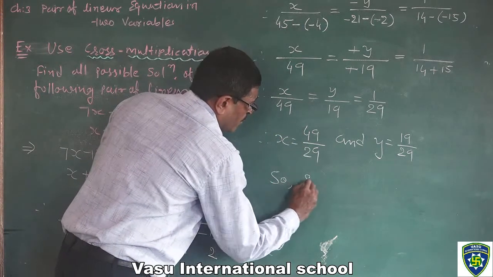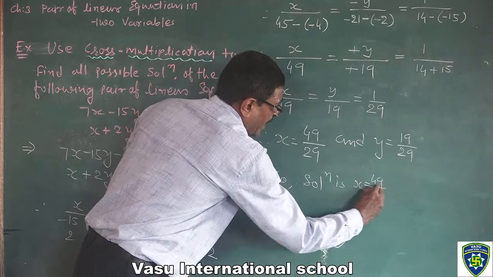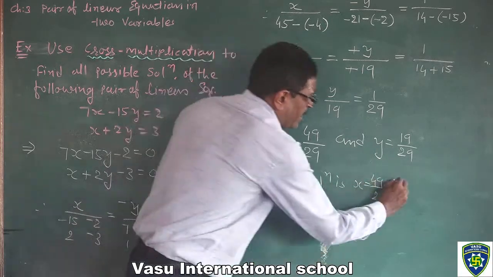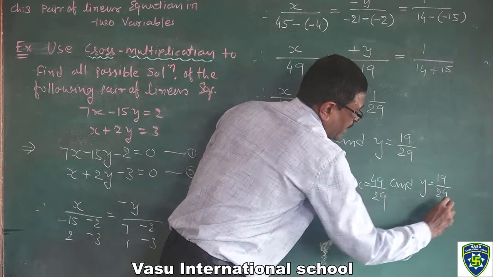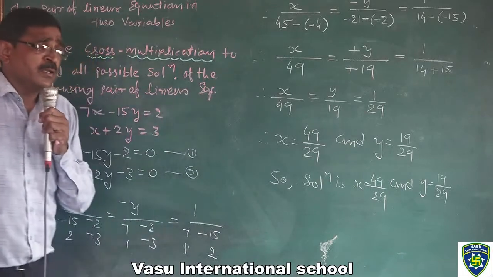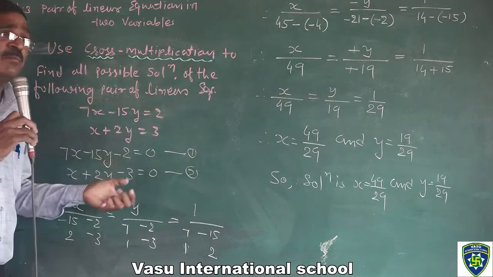So the solution of the pair of linear equations is x equals 49 by 29 and y equals 19 by 29. Clear, student? So simple. This method is simple. We can easily solve any pair of linear equations by using the cross multiplication method.